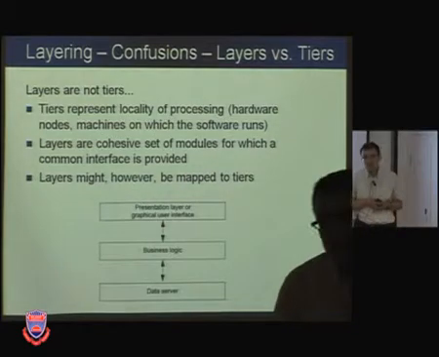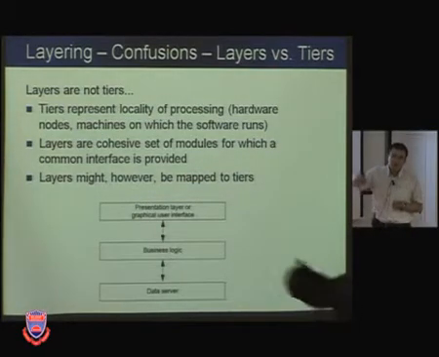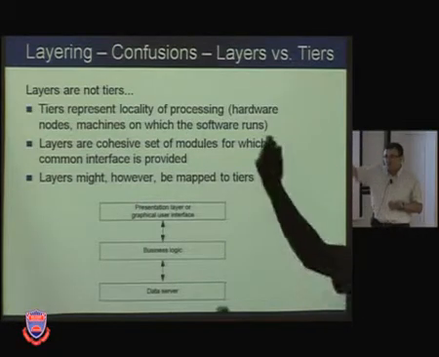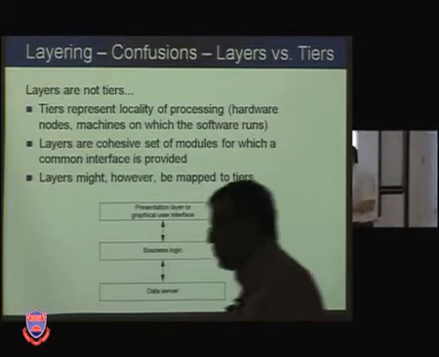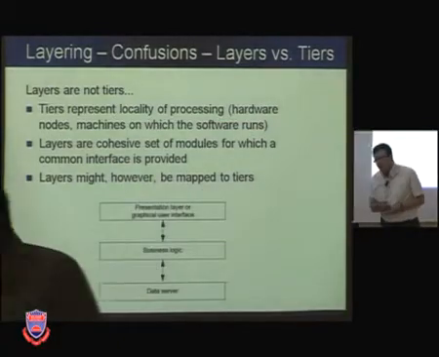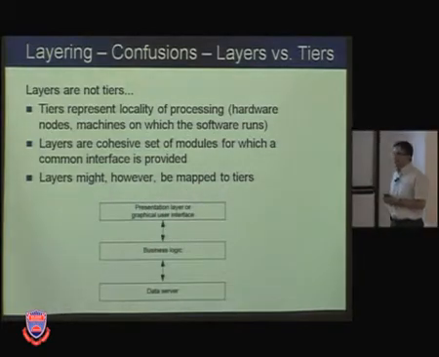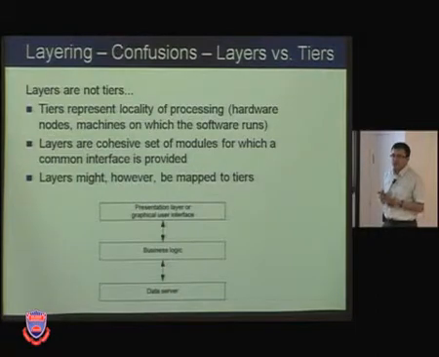Typically, tiers pop up in the deployment view, where we map the software to hardware nodes, where we define what the client is, where the service is, whether we have middleware, and how we allocate software, how we allocate these layers, these modules, to these hardware nodes, to these tiers. Okay? A layer is not a tier.